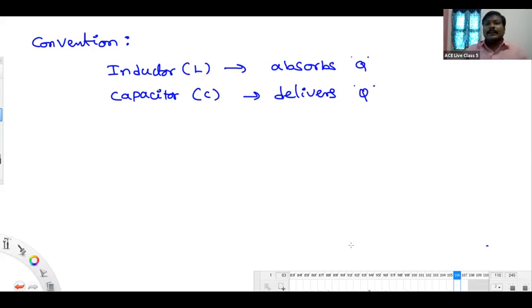Okay, I will say last statement here. Tell me, is it correct or not? If I assume that inductor is delivering the reactive power, then I have to assume that capacitor is absorbing the reactive power. Is it correct statement or not? Yes. Fine. That's it.